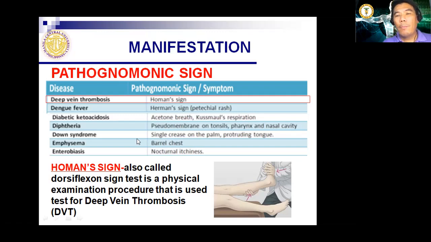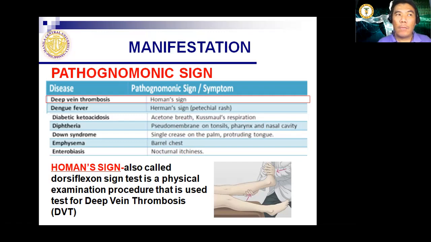We have already mentioned Down syndrome. Down syndrome is a chromosome abnormality. So what is the pathognomonic sign? Single crease, so one crease only. Then protruding tongue. Protruding tongue. Emphysema.